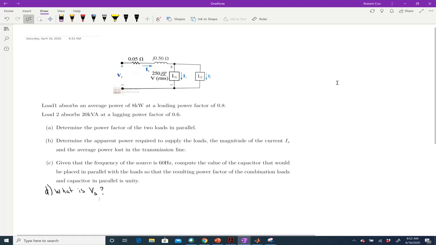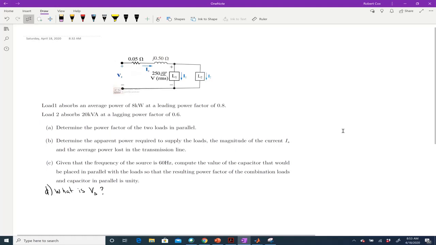All right, we're going to look at this problem right here where I've got two loads in parallel. Load 1 is absorbing an average power of 8 kilowatts at a leading power factor of 0.8, and load 2 absorbs 20 kVA at a lagging power factor of 0.6. So the first question I'm asked is to determine the power factor of the two loads in parallel.